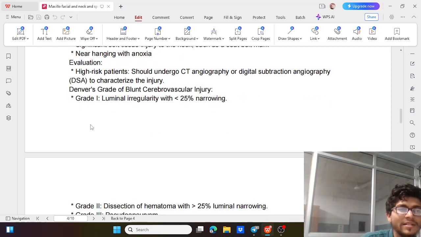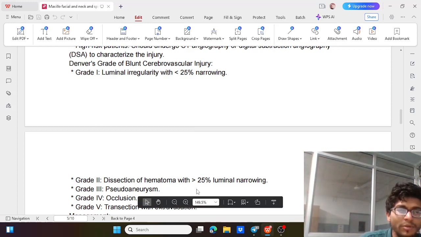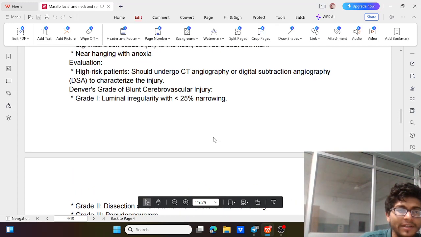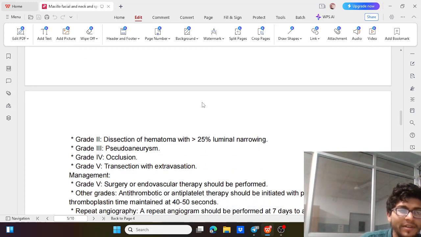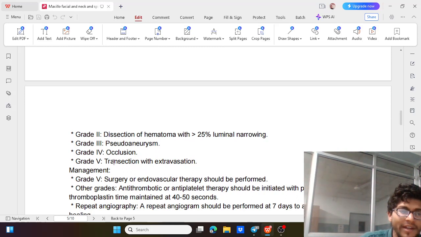And how is it classified? It is the Denver grading for BCVI. In grade 1, the luminal irregularity will be less than 25%. So the lumen will be irregular in less than 25% area. Then in grade 2, there will be dissection or hematoma with more than 25% narrowing. So in 1 it is less than 25, in 2 it is more than 25. In grade 3 there will be pseudoaneurysm. In grade 4 there will be occlusion of the vessel, and in grade 5 there will be transection and extravasation of blood.